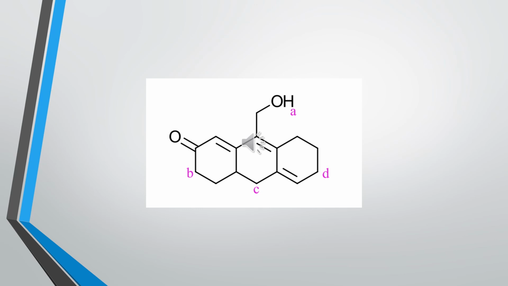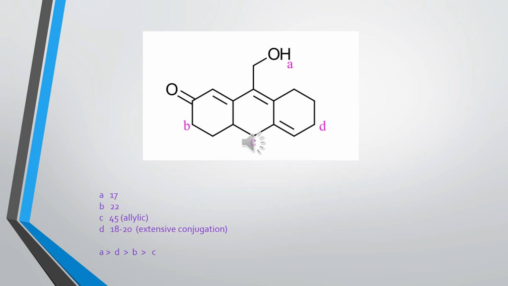Try this one. The answer is ADBC. A is an alcohol, pKa of around 17, just a standard alcohol, right? A little less acidic than water. B again is alpha to a carbonyl around 22, alpha to a ketone carbonyl. C is allylic.